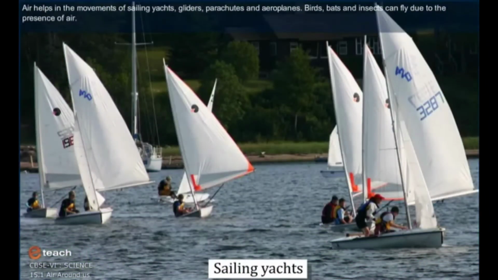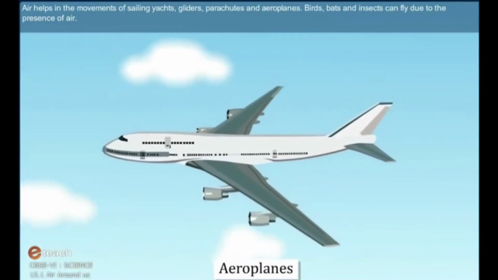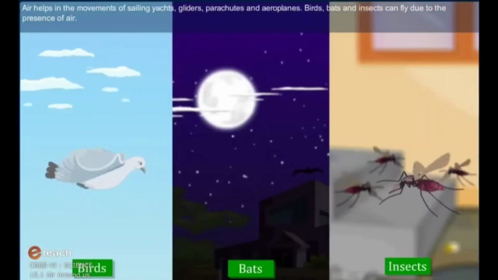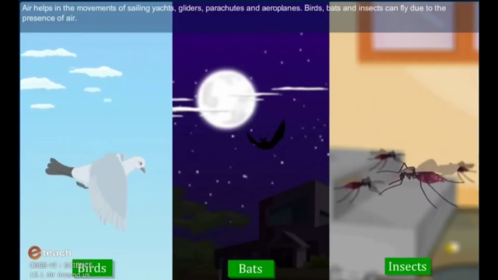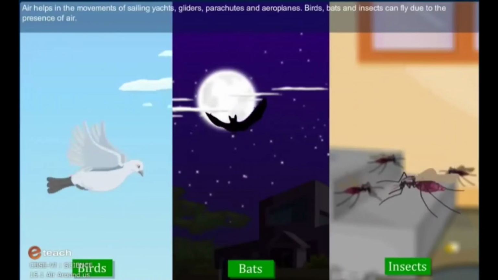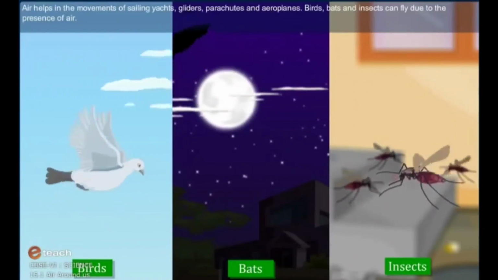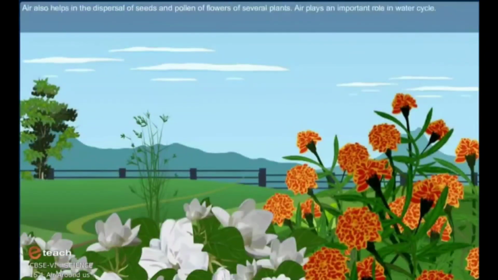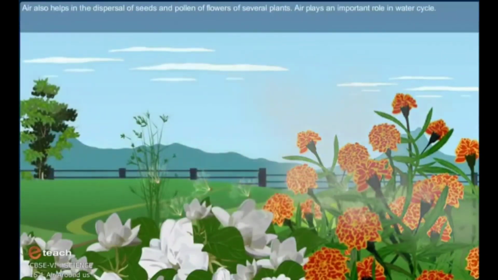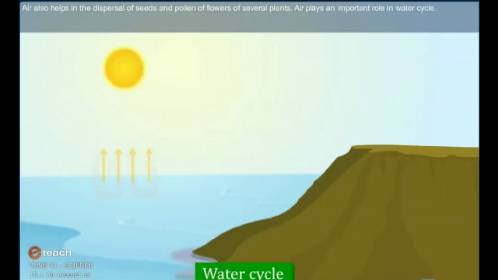Air helps in the movements of sailing yachts, gliders, parachutes, and aeroplanes. Birds, bats, and insects can fly due to the presence of air. Air also helps in dispersal of seeds and pollens of flowers of several plants. Air plays an important role in the water cycle.